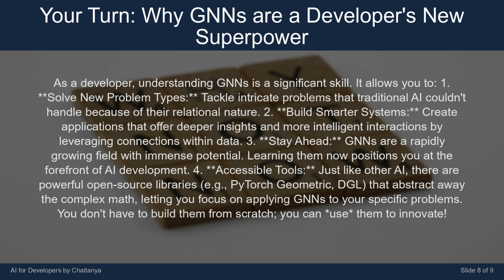4. Accessible tools. Just like other AI, there are powerful open-source libraries, e.g., PyTorch Geometric, DGL, that abstract away the complex math, letting you focus on applying GNNs to your specific problems. You don't have to build them from scratch. You can use them to innovate.